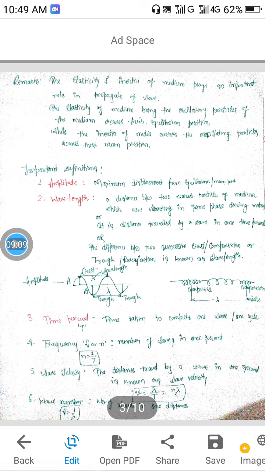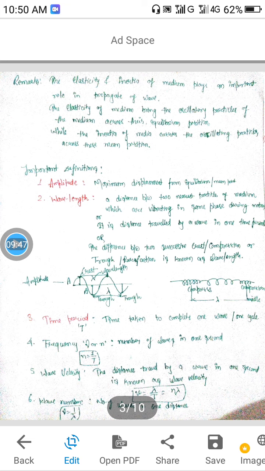Okay, so a remark on the inertia of the medium. I have told you that you need a type of medium which has elasticity and inertia. Why do I say this? The answer is that the elasticity of a medium brings the oscillation of particles of the medium across their equilibrium position, while the inertia of the medium carries the oscillating particles across the mean position.